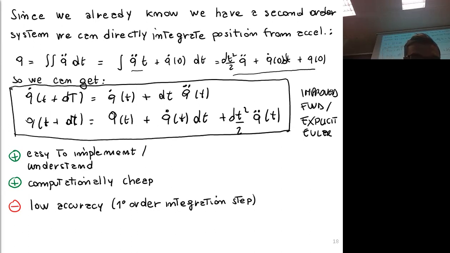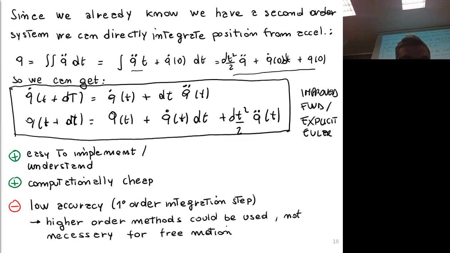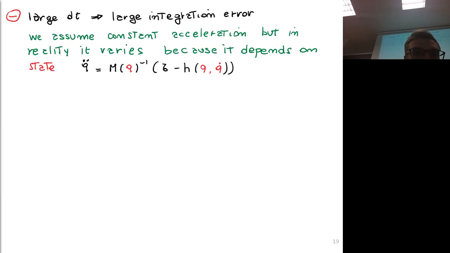Then what happens if we want to have higher accuracy? In this case, we need to use a higher order method, like Runge-Kutta 4, for example. But this is not really necessary for a manipulator in free motion. However, if we select the delta t too large, we get a large integration error.